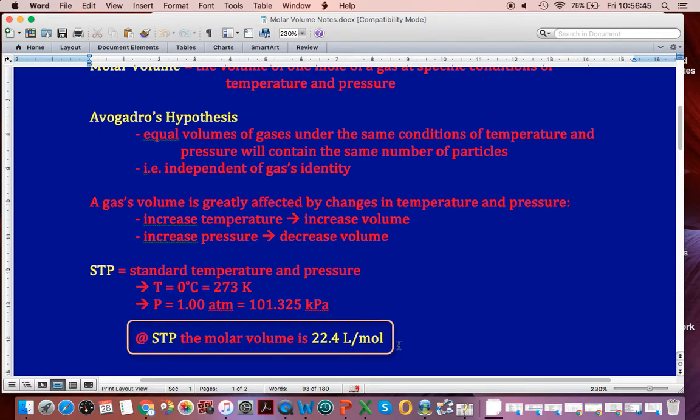After careful calculation, it turns out that STP molar volume is 22.4 liters per mole. It doesn't matter what gas it is. At STP, 1 mole of gas will be 22.4 liters.